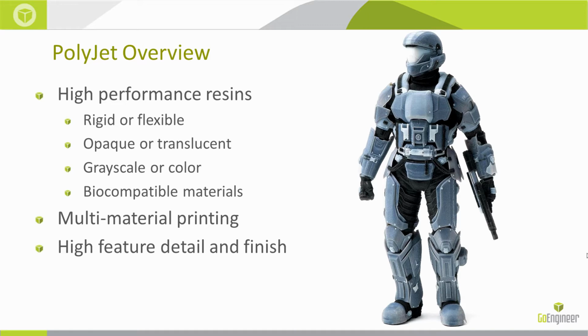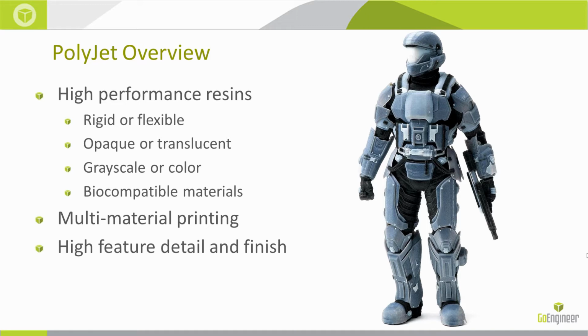These photopolymers can be mixed and matched to create different materials, and we can get very different quantitative qualities on these materials. We can print in a rigid or a flexible material. We can go opaque or translucent. We can go grayscale or full color. There's lots of options in the material selection on the PolyJet side. Unique to PolyJet in the 3D printing world is the ability to print multiple materials at the same time.